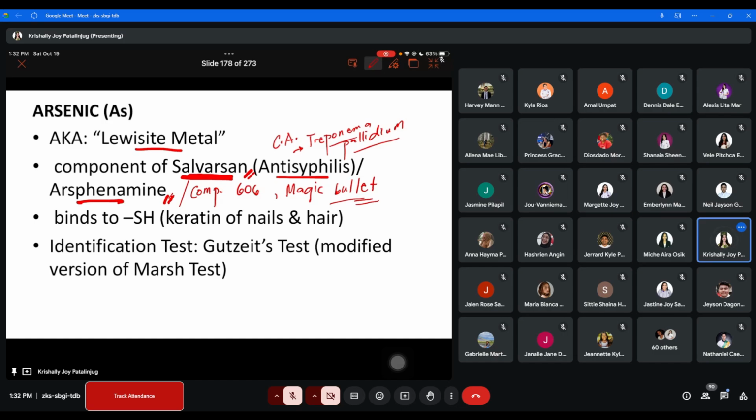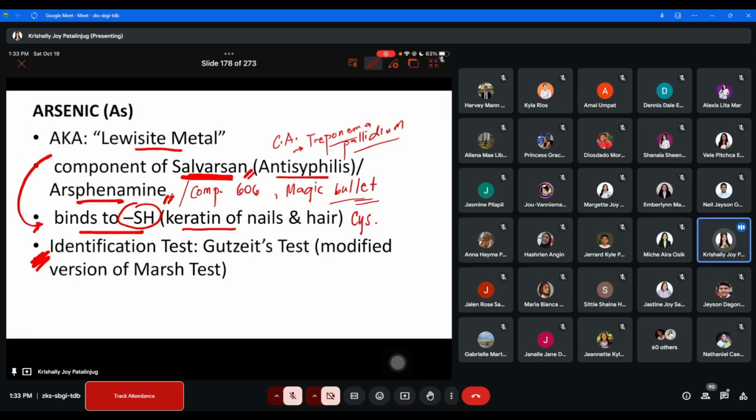Okay? So, yung mechanism of toxicity niya, it is able to bind to the thiol group, like the cysteine amino acid containing thiol, present yun sa keratin of the nails or the hair. Again, yung thiol that is present in the amino acid cysteine. Ito naman, qualitative test ng arsenic, Gutzeit test.